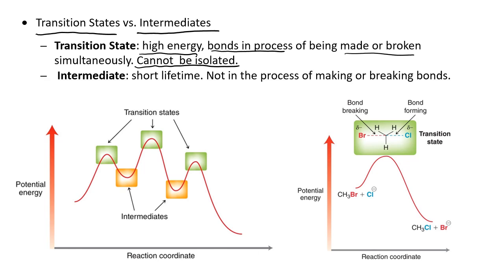Intermediates are short lifetime, they're a little bit lower in energy than transition states, and they're not in the process of making or breaking bonds. We can use physical methods to identify intermediates. They're very hard to isolate, but we can actually observe their presence using certain techniques and laboratory methods.